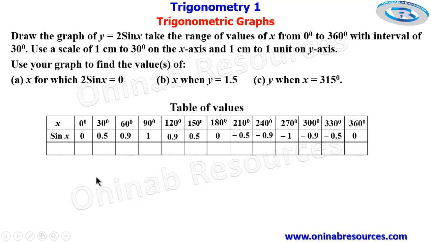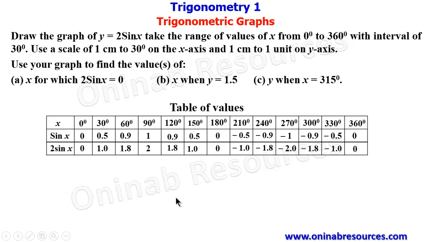Then we get the row for 2 sine x. To do that, we just multiply this by 2. This is 0, this is giving us 1, 1.8, 2, 1.8, 1, 0, negative 1.0, negative 1.8, negative 2.0, negative 1.8, negative 1, and 0. So this is the table we are going to use to draw our graph. We only make use of the first and the last row.